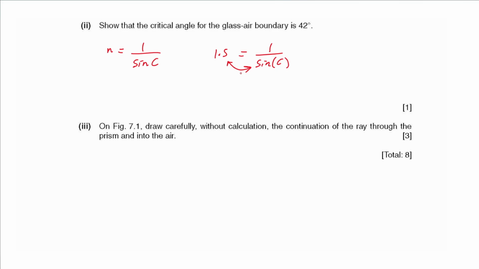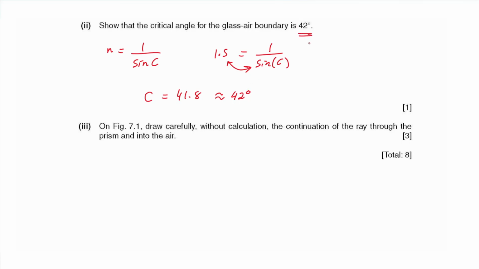So we calculate 1 over 1.5 and then we hit equal, and then we press shift sine answer to get the angle, and the angle here is 41.8, which is approximately 42 degrees as required in the question.